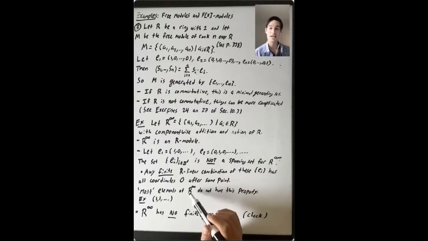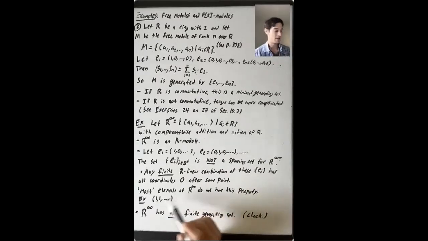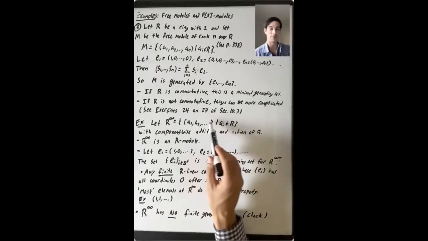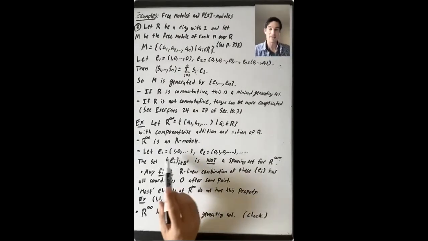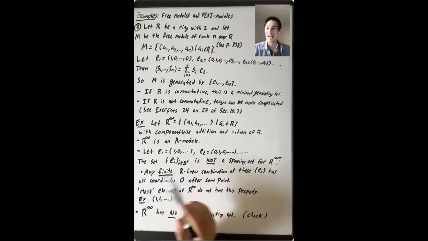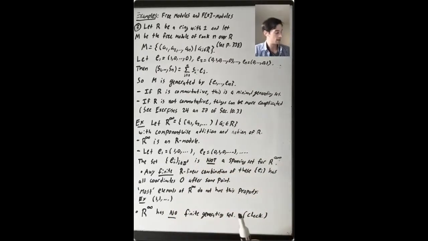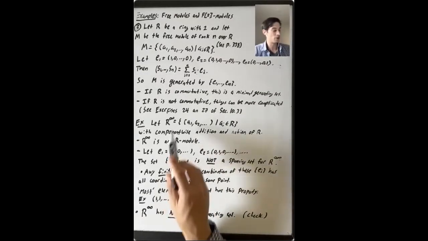But R^infinity has lots of elements that don't have that property. For example, if you take the element of R^infinity that's just 1, 1, 1, 1, 1, 1, 1 for every component, there's no point past which you're getting all zeros. So what are we seeing? We're seeing that this infinite set is not a spanning set. This is the most natural guess you might first make for what a generating set for this module might look like.